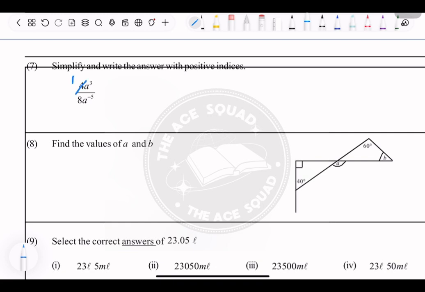So 4 is 1 and 8 is 2 times 4. So when you chop them off, you get 1 and 2.